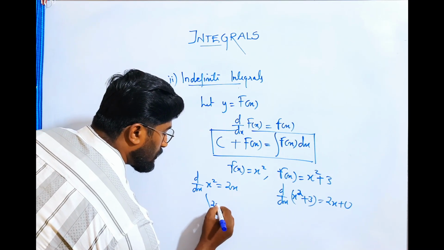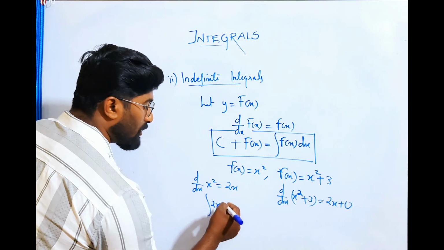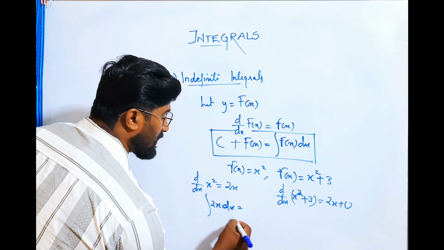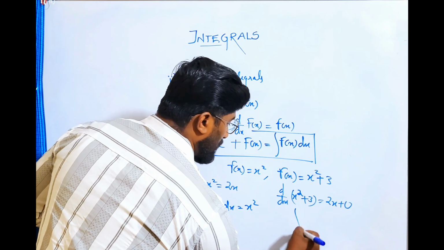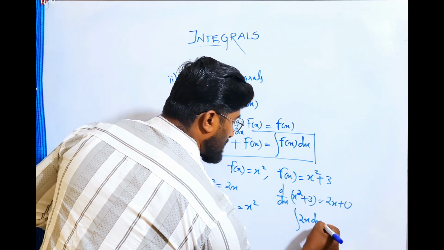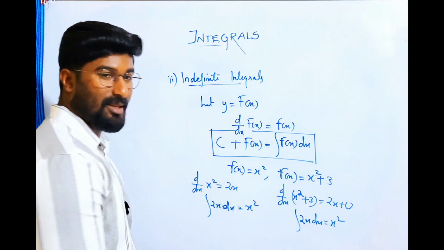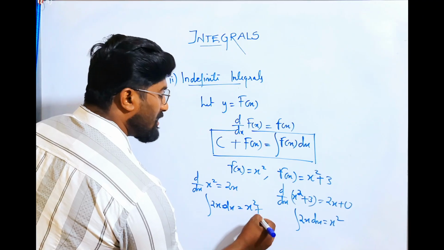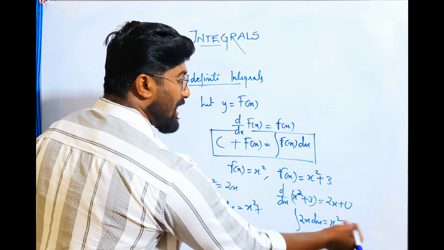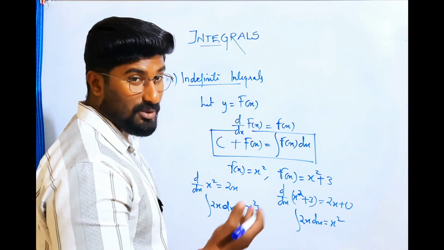Integral of 2x dx is equal to x². Here also, integral of 2x dx is equal to x². So where is this 3? Here you can consider it as x² + 0. Here, x² plus where is 3? So 3 is not there.